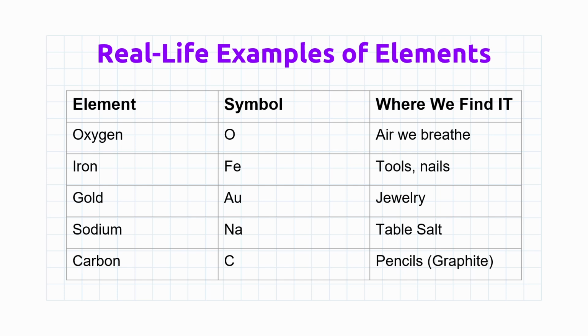Lastly, there's carbon with the symbol C. Carbon is found in many forms, like graphite, charcoal, diamonds, and even in your body. It's one of the most important elements for life. As you can see, elements aren't just in science labs. They are all around us. In the air we breathe, the food we eat, and the things we use every day.